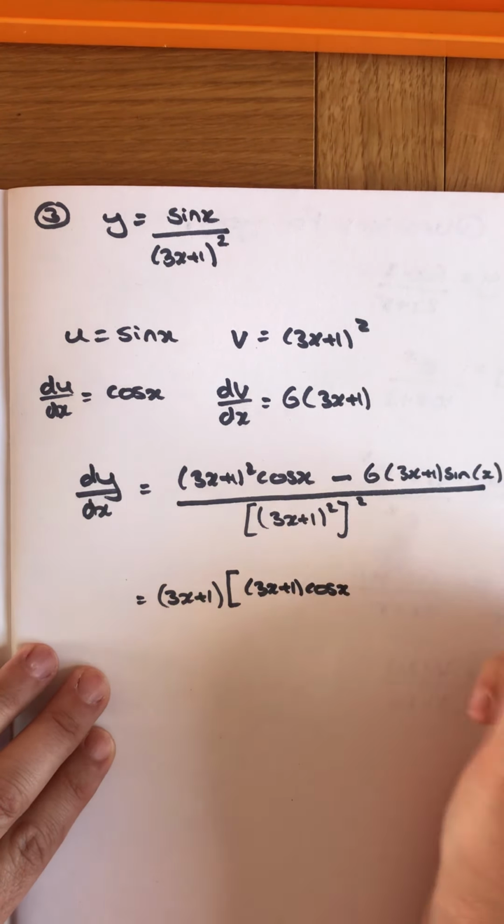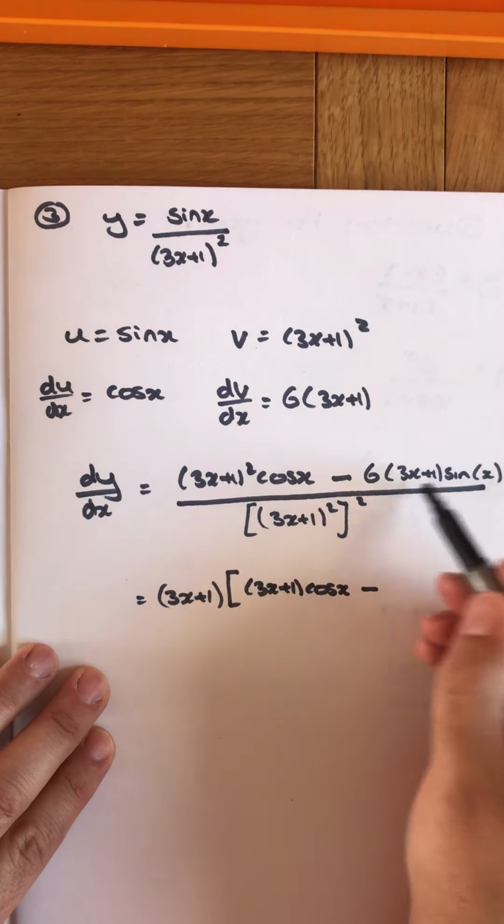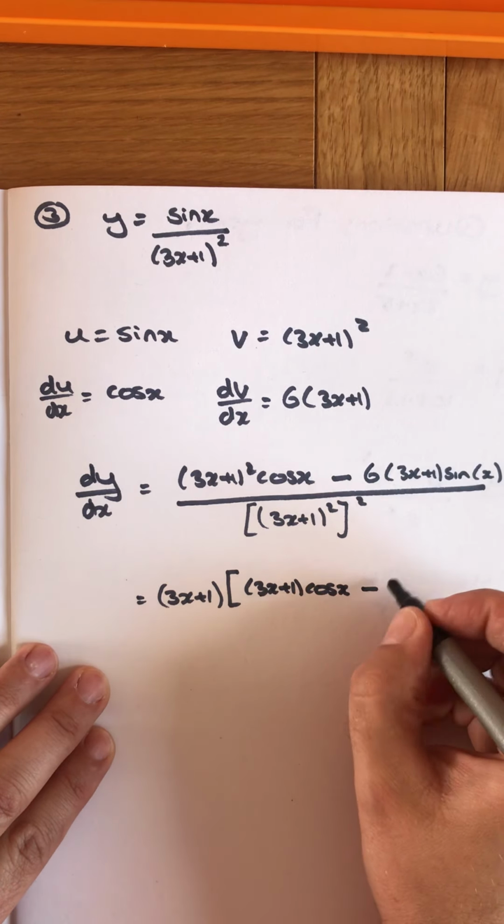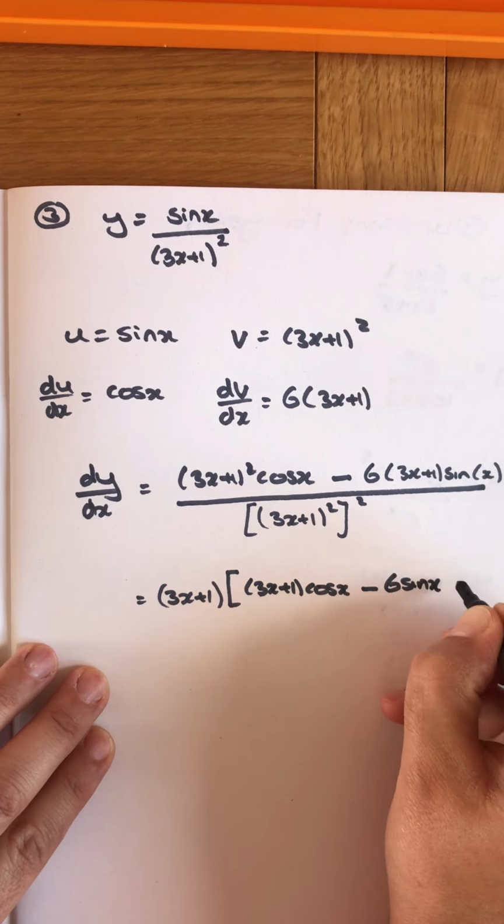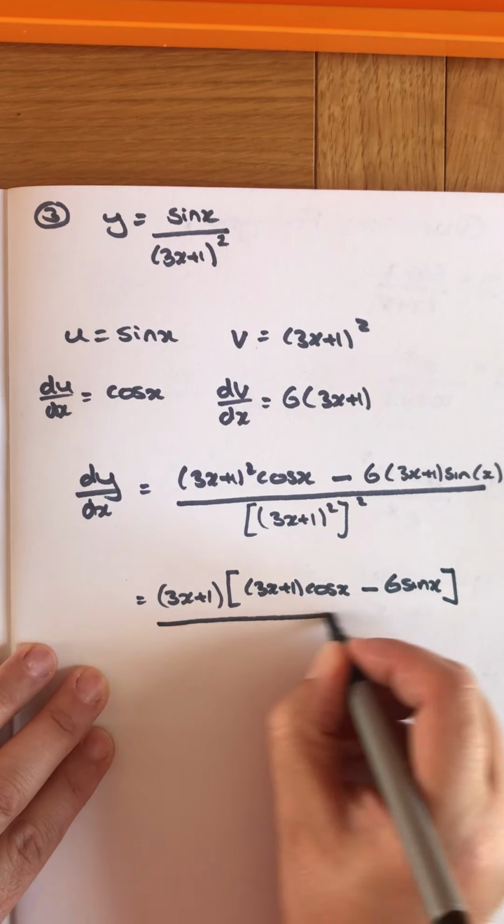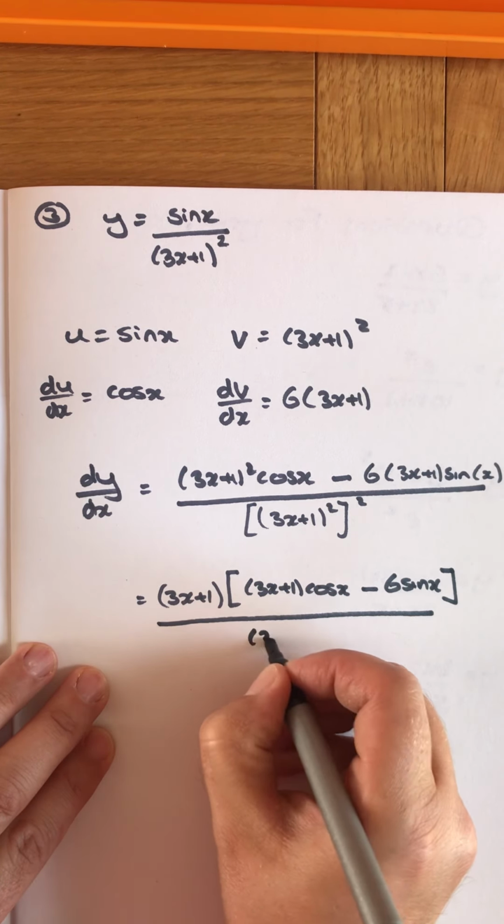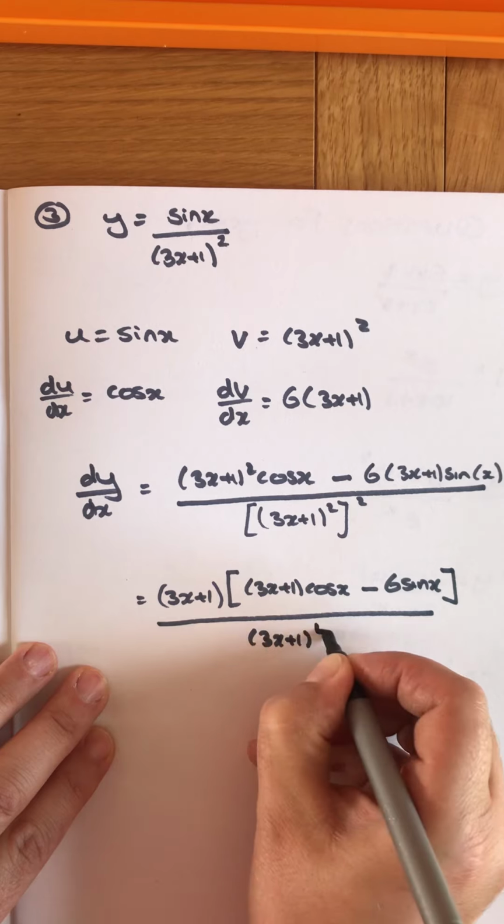Then looking at my second term, I've got the minus. I've already taken out the 3x plus 1, so I've got 6 lots of sine x. And then on the bottom, I'll sort that out now. That's 3x plus 1 to the power of 4.